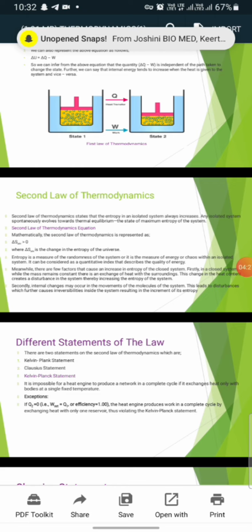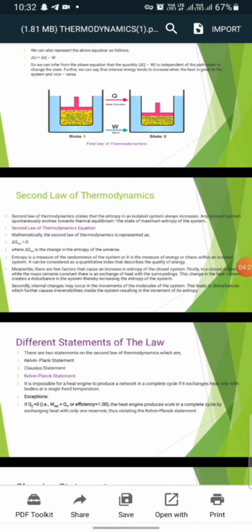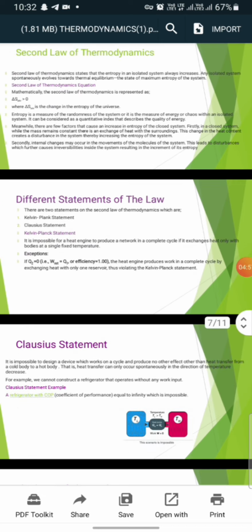There are two statements on the second law of thermodynamics, which are the Kelvin-Planck statement and the Clausius statement. Kelvin-Planck statement: it is impossible for a heat engine to produce net work in a complete cycle if it exchanges heat only with bodies at a single fixed temperature. Example, if Q equal to 0, the heat engine produces work in a complete cycle by exchanging heat with only one reservoir, thus violating the Kelvin-Planck statement.